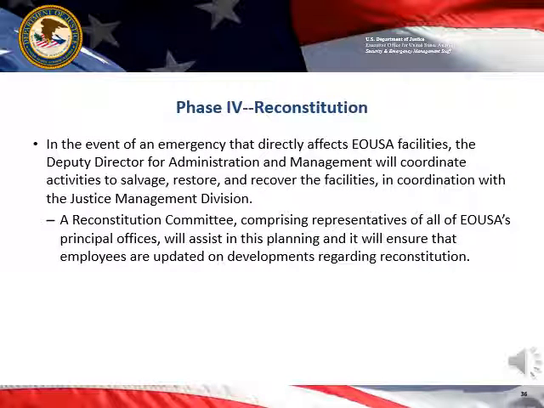The final phase of EOUSA's COOP plan is reconstruction. In this phase, if the emergency directly affected EOUSA facilities, the Deputy Director for Administration and Management is responsible for coordinating all salvage, restoration, and recovery activities for the impacted facilities in coordination with Justice Management Division. A Reconstitution Committee comprising representatives of all EOUSA's principal offices assists in reconstruction planning efforts and is responsible for ensuring that employees are updated on reconstitution developments.